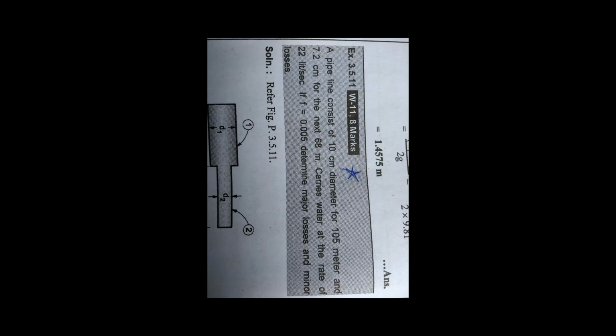So now what does our continuity equation tell us? The discharge remains same. That is Q equals to A1 V1 equals to A2 V2. So from this simple formula, we can calculate V1 and V2 first. So what is V1? 4Q by pi d square.